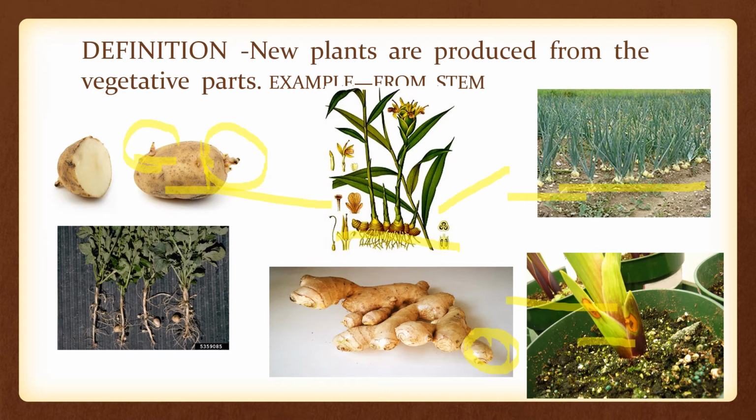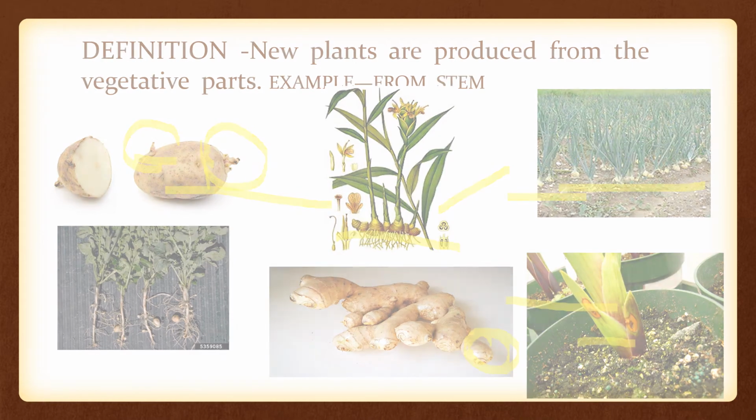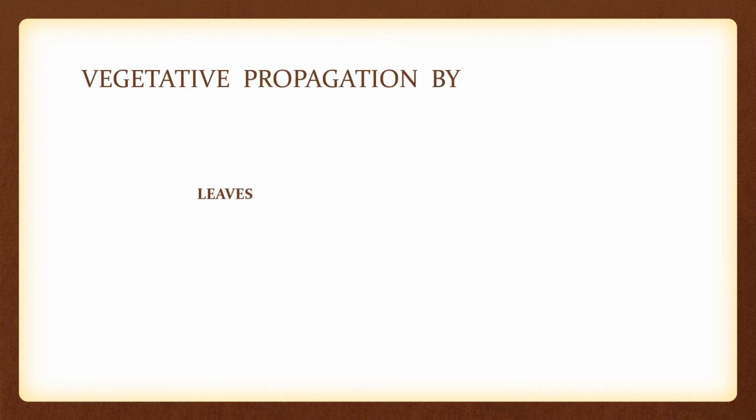You know it very well. A piece of cactus stem you cut and plant, you get a new cactus plant. Okay, yes. Then move on to the next slide. Here you will be seeing vegetative propagation by leaves.